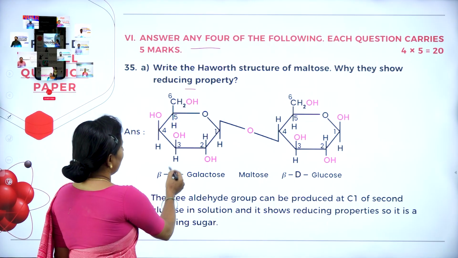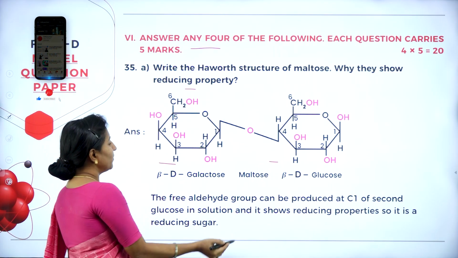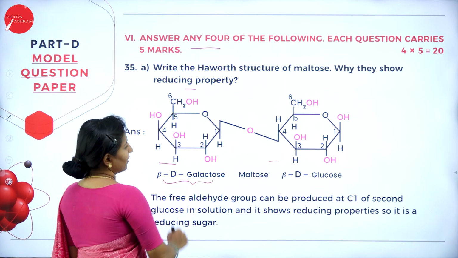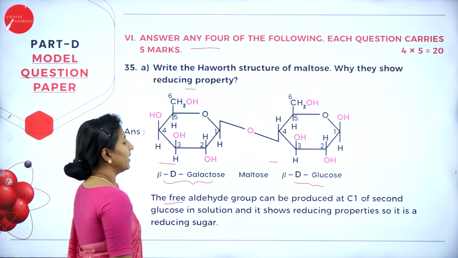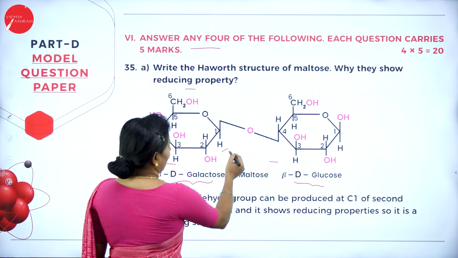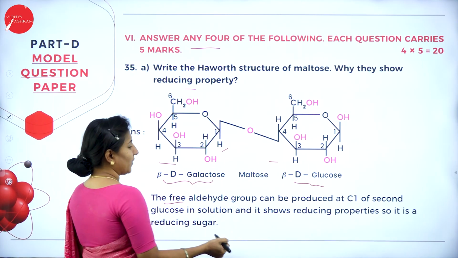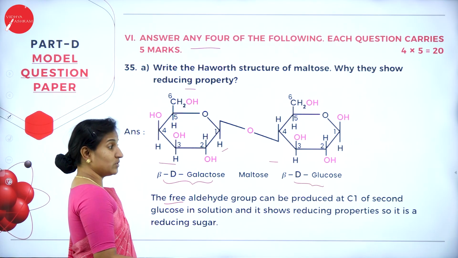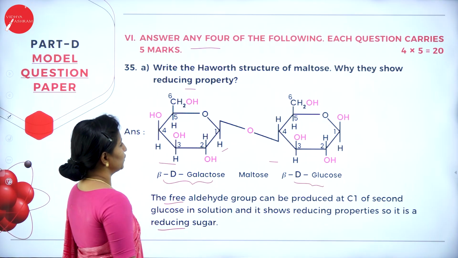So this is the Haworth structure of maltose. It is a combination of alpha-D-glucose and beta-D-glucose. The free aldehyde group can be produced at C1 of the second glucose in solution, and it shows reducing properties. So it is a reducing sugar.